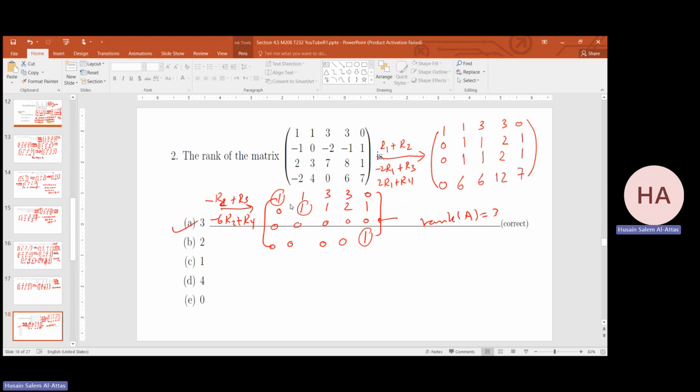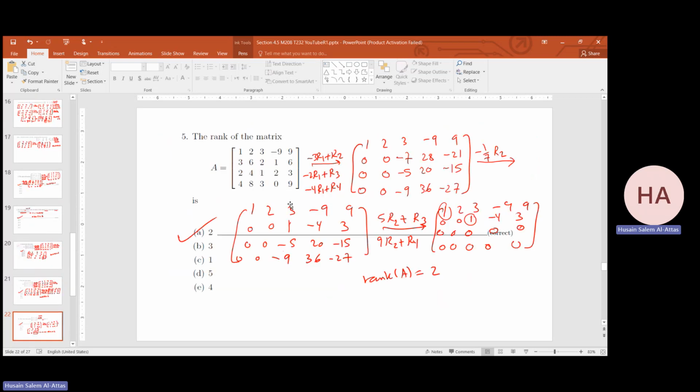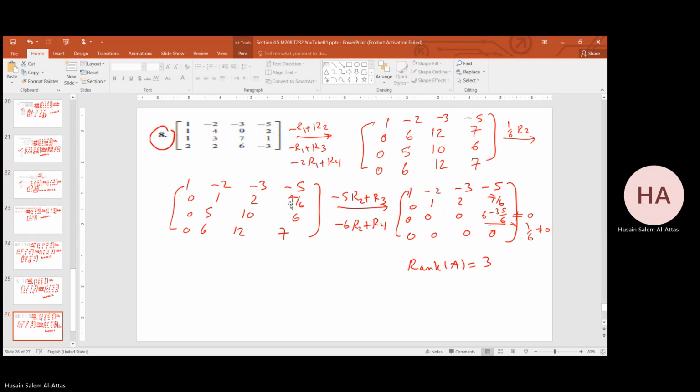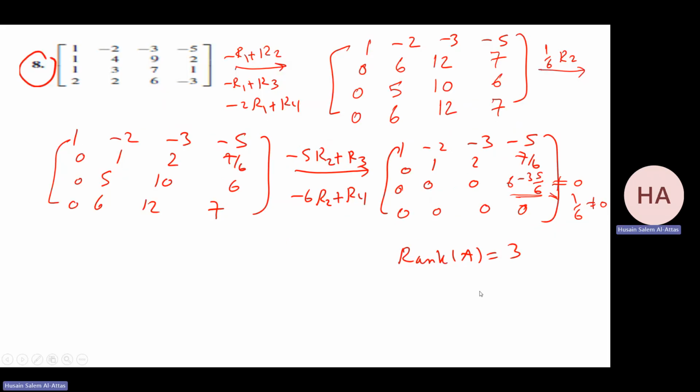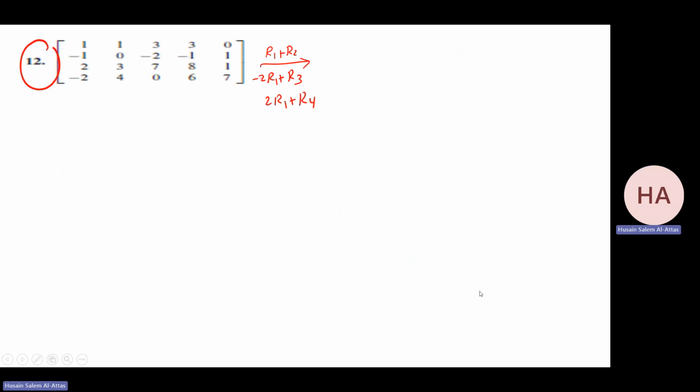2 3 7 8 1, -2 4 0 6 7, which is the same as done before. Only to do it again. And the rank of A equals 3.